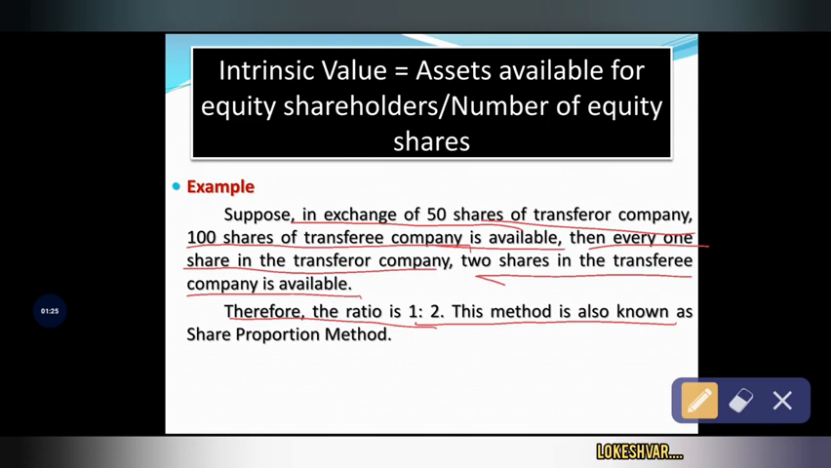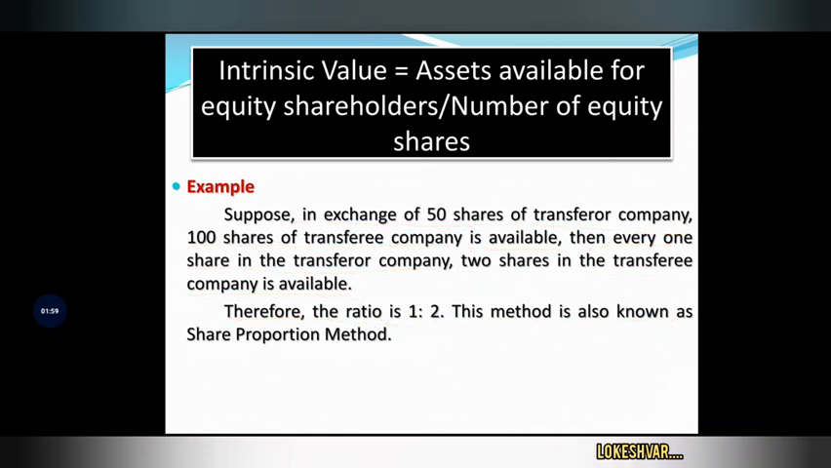So this is the best example for the intrinsic value method, that is how the companies are going to exchange the shares with one another. Okay, so in this example the transferor company is issuing 50 shares to the transferee company and the transferee company is issuing 100 shares. Therefore, the ratio of exchange between these two companies is 1:2. Okay, so therefore this intrinsic value method is also called the share proportion method or share exchange method, or it is also called the intrinsic value method.